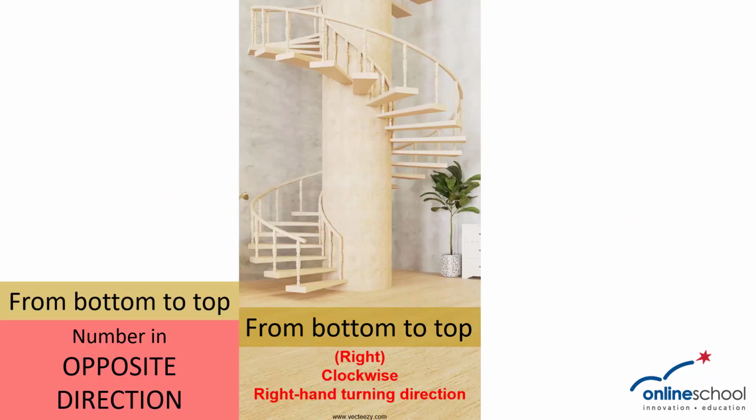Let's use the staircase as an example of how we're going to explain the clockwise turn of the helix. From the ground floor up, we're going to explain the turn of direction, in this case the clockwise direction or a right-handed turn, and we will do our numbering in the opposite direction to that of the turn.